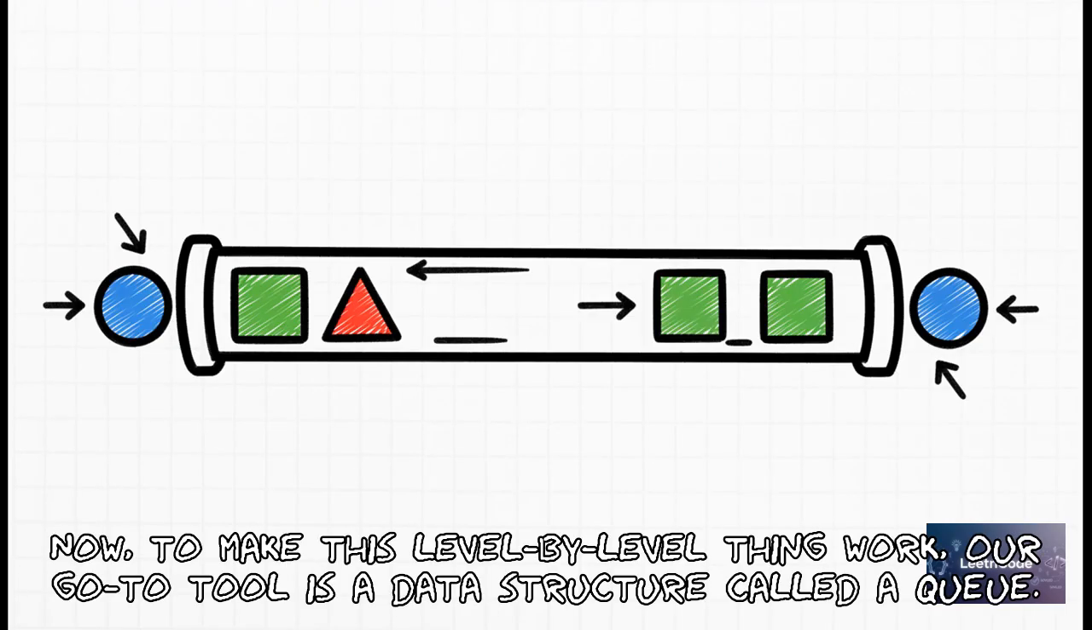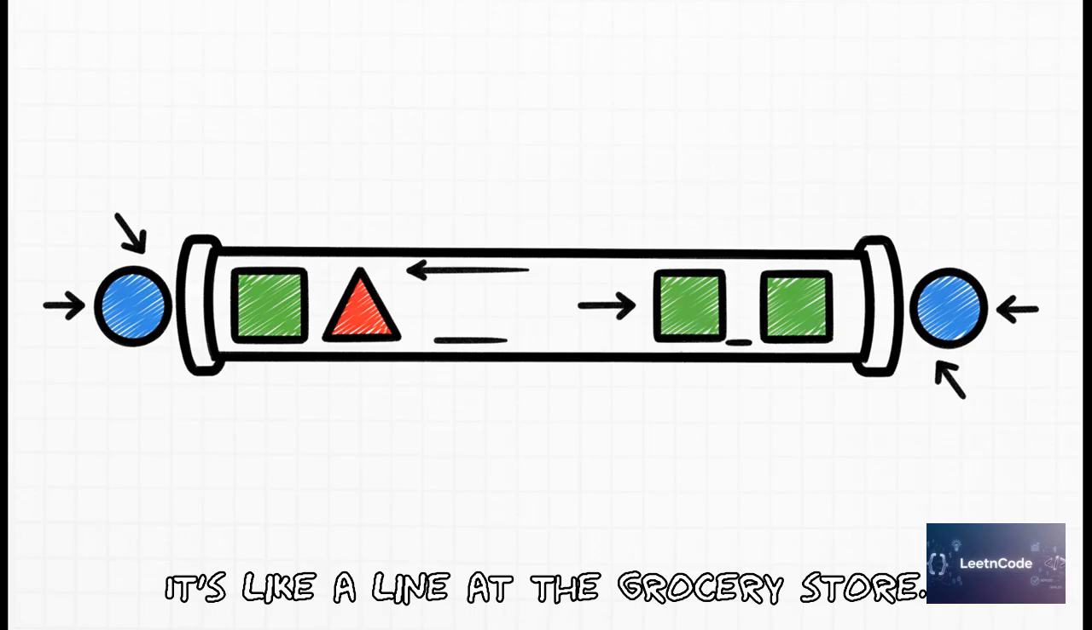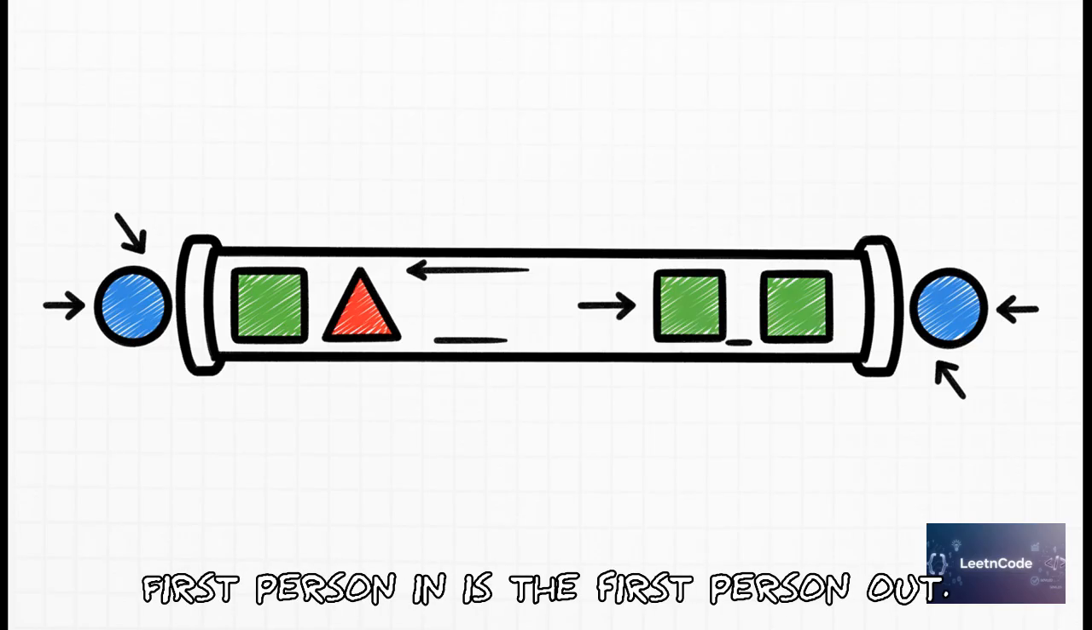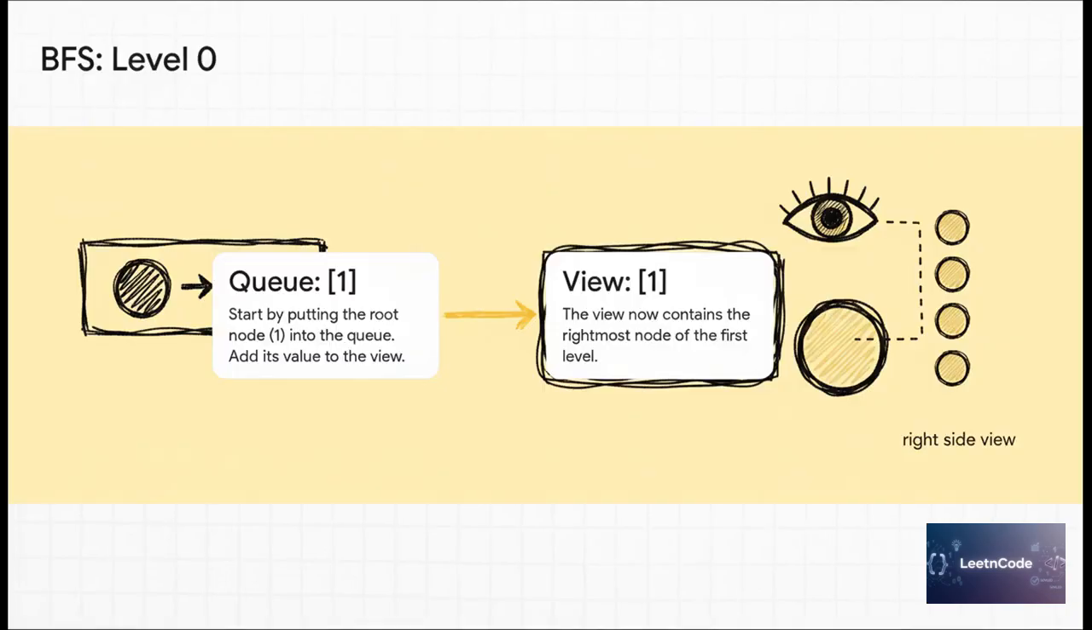Now, to make this level-by-level thing work, our go-to tool is a data structure called a queue. And a queue is exactly what it sounds like. It's like a line at the grocery store. First person in is the first person out. It is the absolute perfect tool for making sure we process all the nodes on one level before we drop down to their kids.